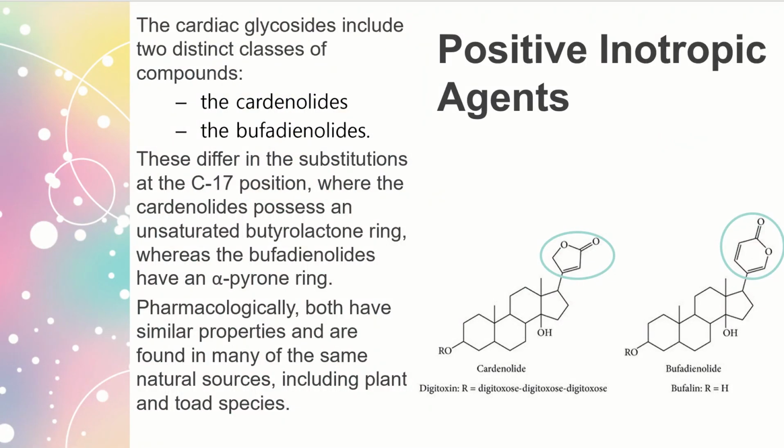All right, so the cardiac glycosides, as we mentioned, include two distinct classes of compounds. You have your cardenolides and you have your bufadienolides, and the structures are seen here. The only difference between these types of compounds is the substitution at C17, which is here. This is C17 on the steroid moiety, where the cardenolides possess an unsaturated butyrolactone ring, whereas the bufadienolides have an alpha pyrone ring. So this is our alpha pyrone ring. That is the difference between both classes of compounds.